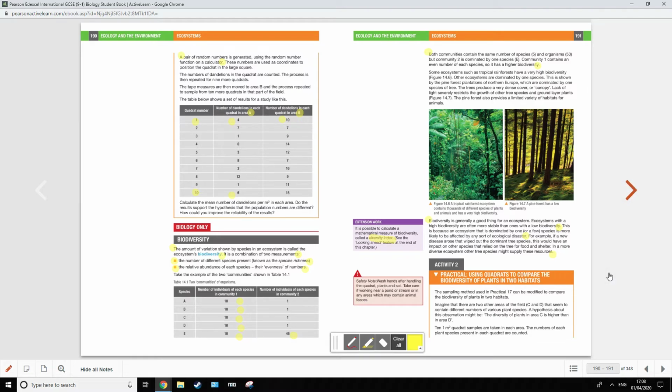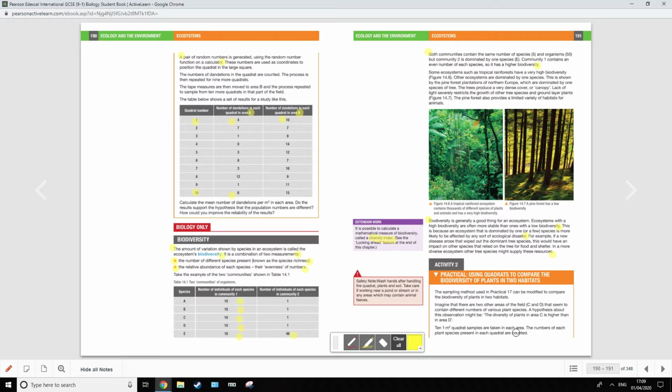Practically using quadrants to compare the biodiversity of plants in two habitats. The sampling method used in practical 17, the random sampling that we mentioned, can be modified to compare the biodiversity of plants in two habitats. Imagine that there are two other areas of the field, C and D, that simply contain different numbers of various plant species. A hypothesis about this observation might be that the diversity of plants in area C is higher than in area D.